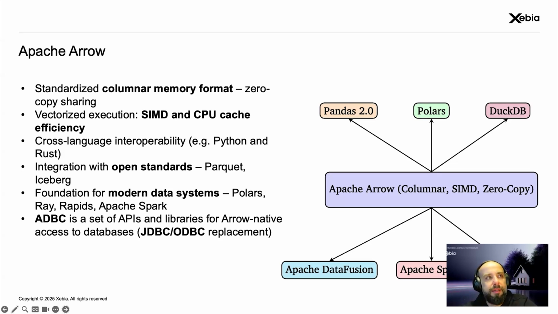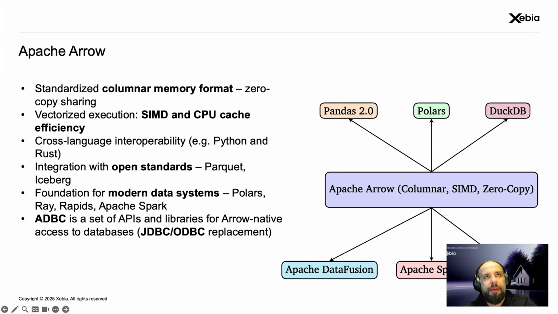For example, in native programming languages, you can easily just pass the pointers and reuse the data without any overhead. And indeed, Apache Arrow is already one of the building blocks of very popular compute or query engines such as Polars, Ray, RAPIDS, and it's even used in Apache Spark. There is also one additional project related to Apache Arrow, which is ADBC.